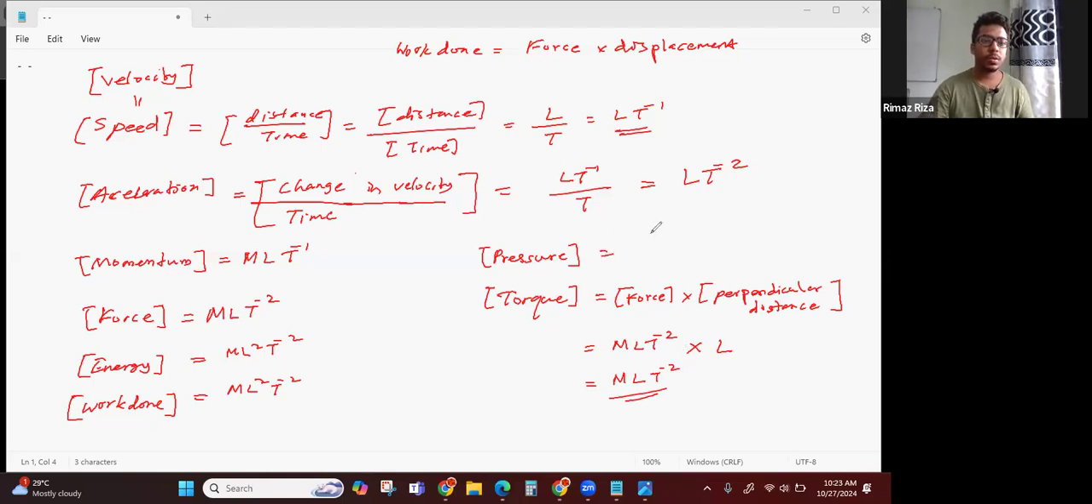And pressure is equal to force over area, the dimension of force divided by the dimension of area. So M L T minus 2 divided by L squared. So pressure is M L minus 1 T minus 2.